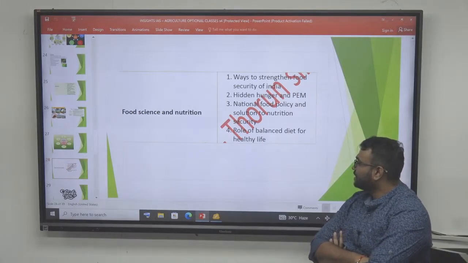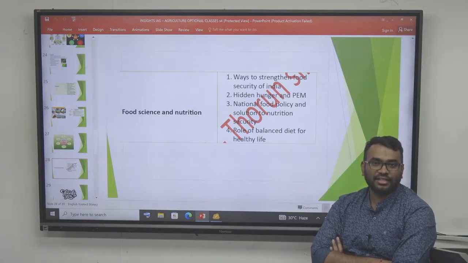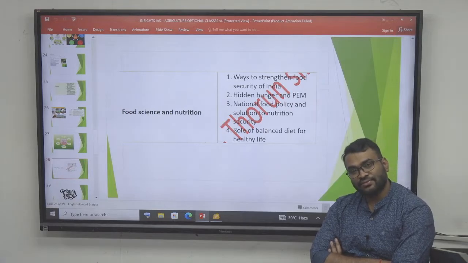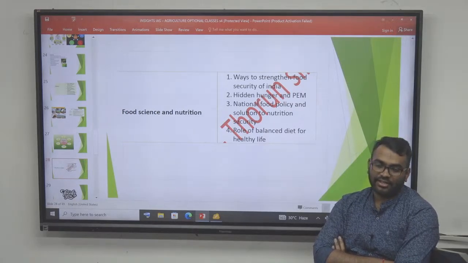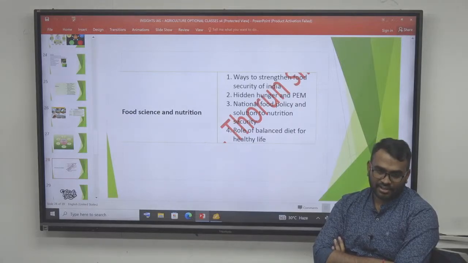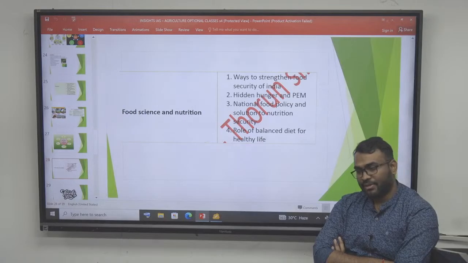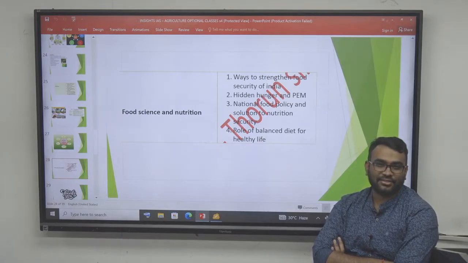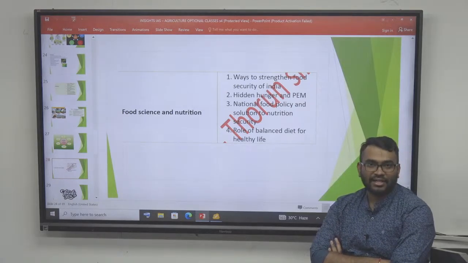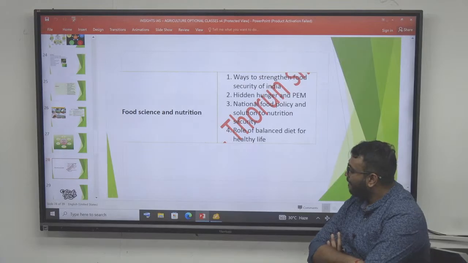And the last important part is the role of a balanced diet for a healthy life. Especially these sorts of questions, they may ask about the role of a balanced diet in later stages of life, that is one way of asking, or else balanced diet and child development, that is another way of asking, or else balanced diet and adults. Basically, depending on the life stages they may ask the question, or else holistically what is the role of a balanced diet in maintaining a healthy life. So this also could be asked. Clear? Yes.